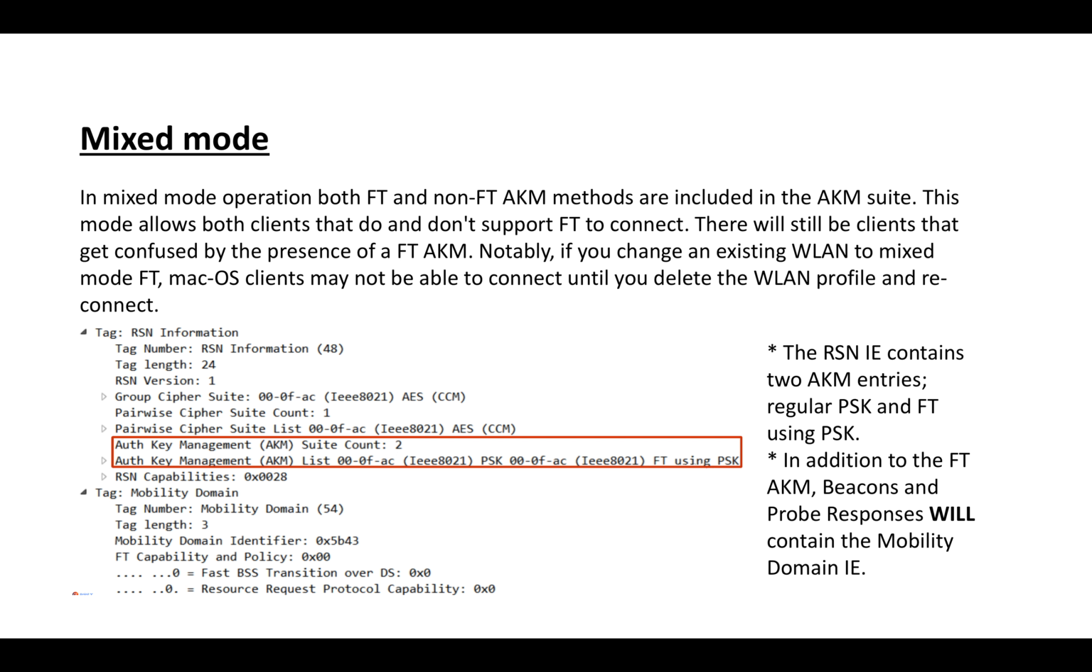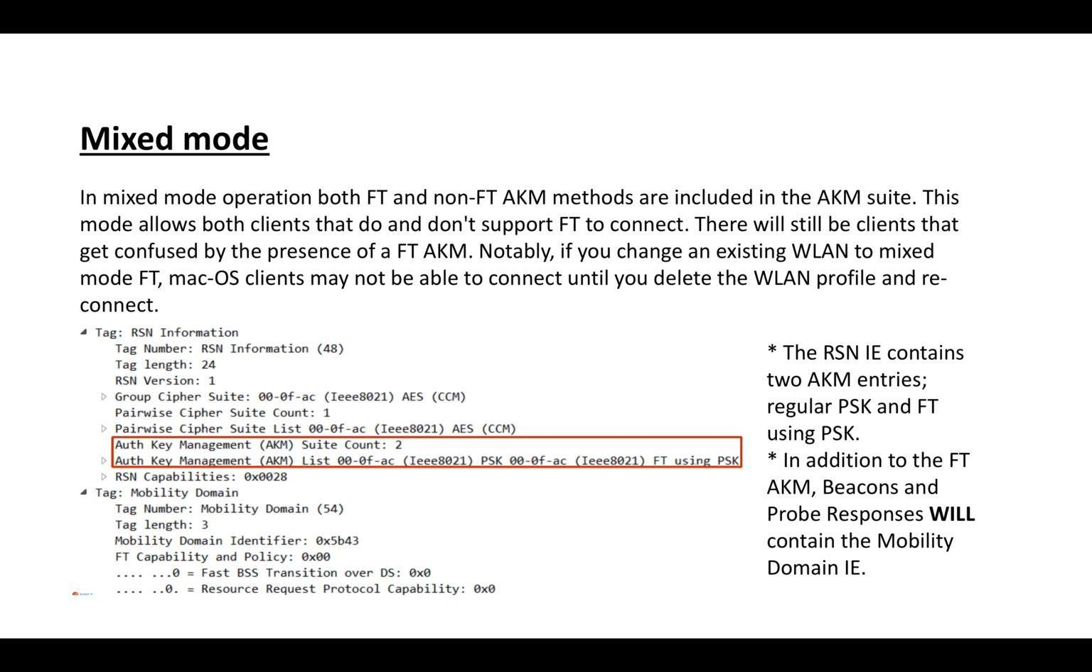For a client that does not support 802.11r, what does it do? It just says, okay, I know nothing about FT, I know nothing about mobility domain, but I do know that if my authentication and key management list says PSK, then I can go ahead and connect to it. So both ways, if we are talking about a client device that supports .11r and a client device that does not support .11r, in both cases, mixed mode works. However, there is a little caveat.